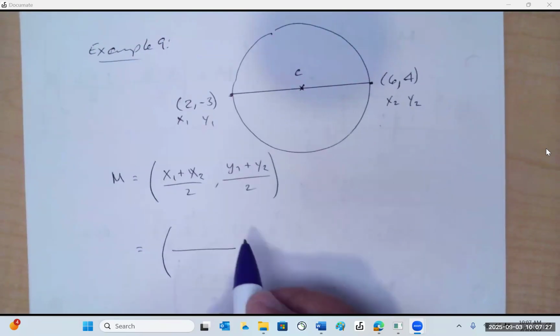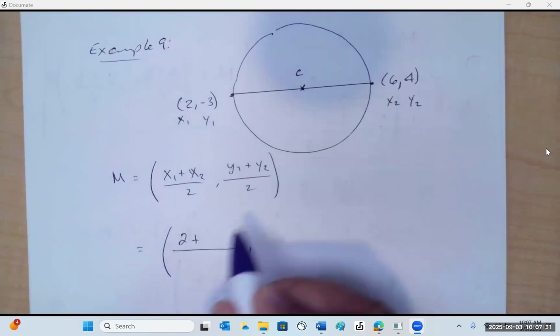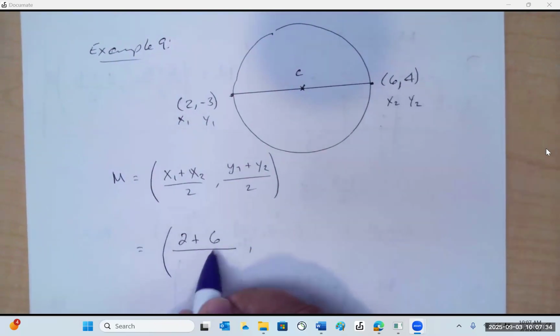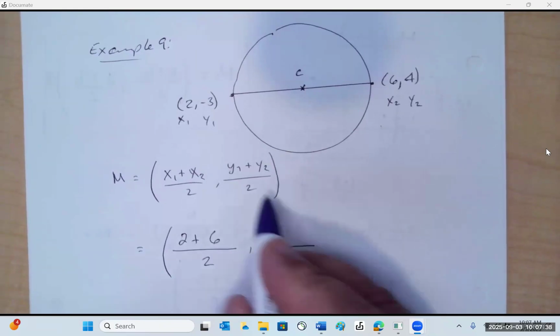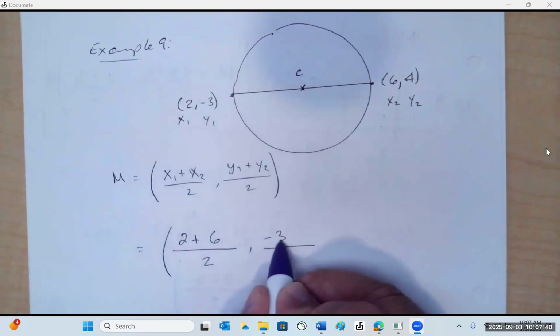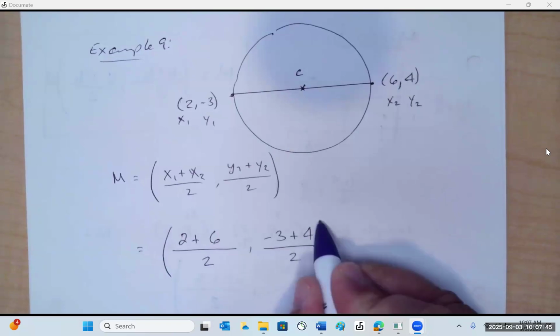So x1 is 2 plus x2 is 6 over 2. y1 is negative 3. y2 is 4 over 2.